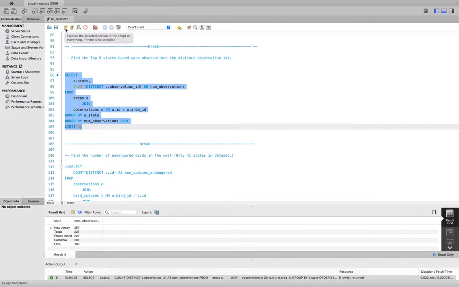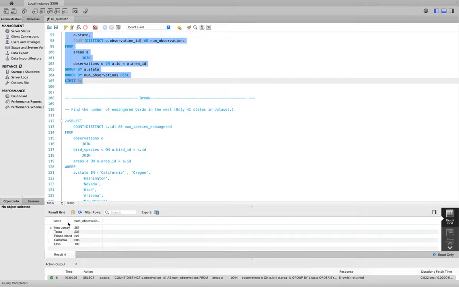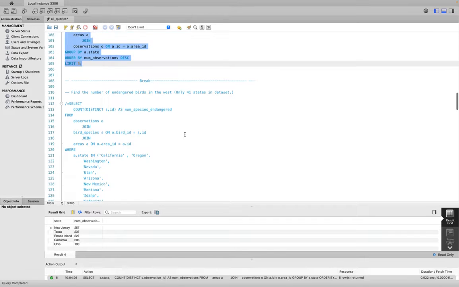And the top 5 states with the number of observations are New Jersey, Texas, Rhode Island, California, and Ohio. And in total, there are about 301. There are 301 distinct observation IDs from 1 to 301. And so we have a lot of overlap with people who, let's say, birded in New Jersey, and then maybe they birded in Texas as well.